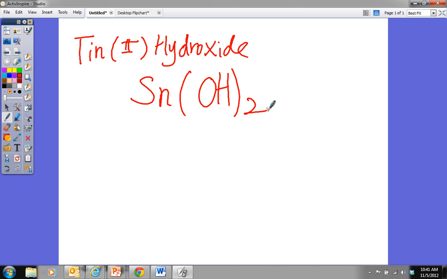Crisscross, remember? Crisscross from top to opposite side. Keep it to 2 digits. So, let's go ahead and write it down. Tell me what the mass of tin is, though. What is the molar mass of tin?